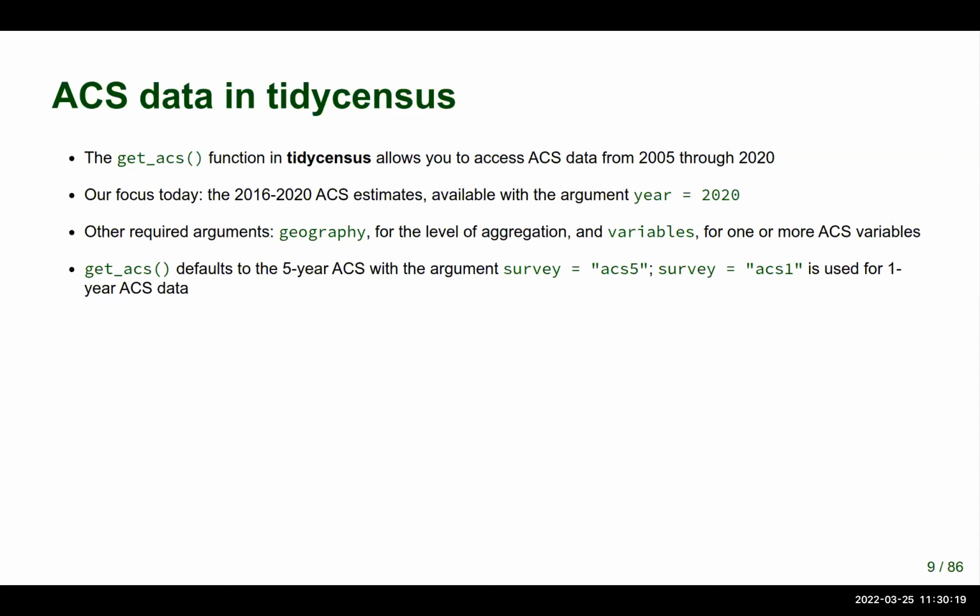get_acs defaults to the 5-year American Community Survey with the argument survey = "acs5". You can put in survey = "acs1", but if you try to do that with year = 2020, it will throw an error because tidycensus does not support the 1-year 2020 ACS experimental estimates. They aren't published to the API. They're in a different format from previous years. And so tidycensus doesn't support those estimates. You need to download those manually.